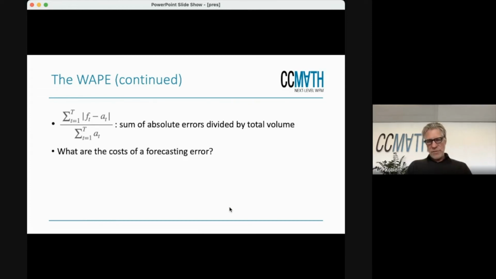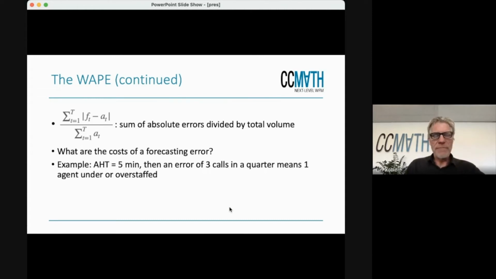Let's now make the connection with staffing. Let's think about the following: what are the costs of a forecasting error? Let's do a thought experiment. Suppose there's no shrinkage, and you're in a setting where your average handling time is 5 minutes and you're scheduling at the 50-minute level. If you make an error in your forecast of 3 calls and you scheduled according to your forecast, then an error of 3 calls means 3 times 5 minutes, which is exactly a quarter, so you're under or overstaffed, depending on which way your error went, by 1 agent.